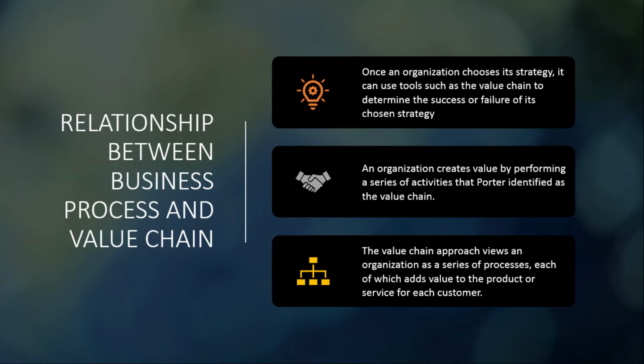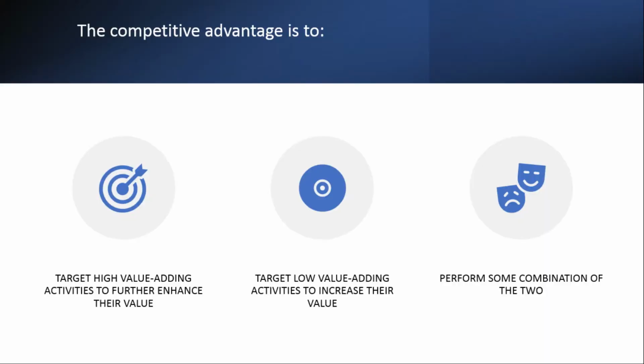The value chain approach views an organization as a series of processes, each of which adds value to the product or service for each customer. Customers determine the extent to which each activity adds value to the product or service. The competitive advantage is to target high value adding activities to further enhance their value, target low value adding activities to increase their value, and perform some combination of the two.